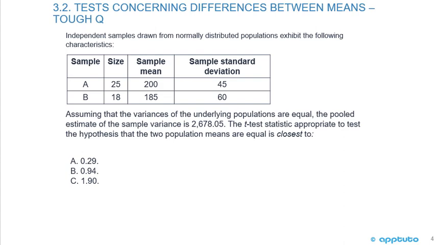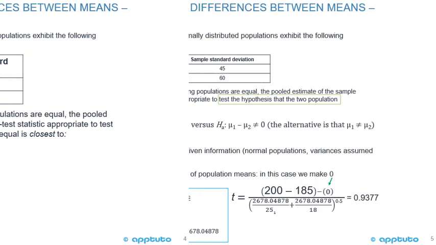2,678.05. So in this case, they've given you the pooled estimate of the sample variance. You don't need to calculate it. What they're asking for is for you to calculate the test statistic. The test statistic appropriate to test the hypothesis that the two population means are equal is closest to A, 0.29, B, 0.94, or C, 1.9.